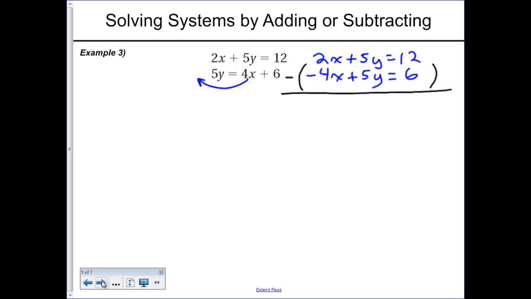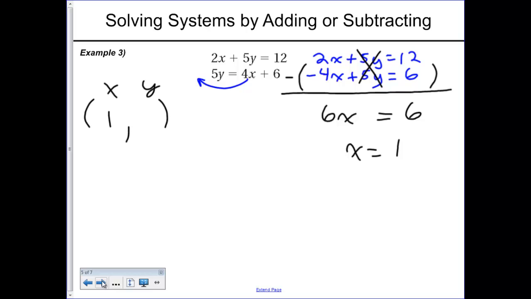So what we get with our x's is a 2x minus a negative 4x, which actually gives us positive 6x. 5y minus 5y cancels out. Bring down your equal sign. And 12 minus 6 leaves you with 6, and our x value ends up equaling 1. But this is a system of equations, therefore we have only half of our solution. So we put an x value of 1 there in place of x.